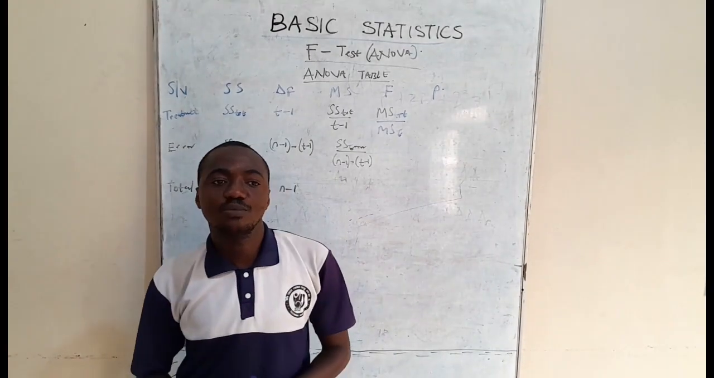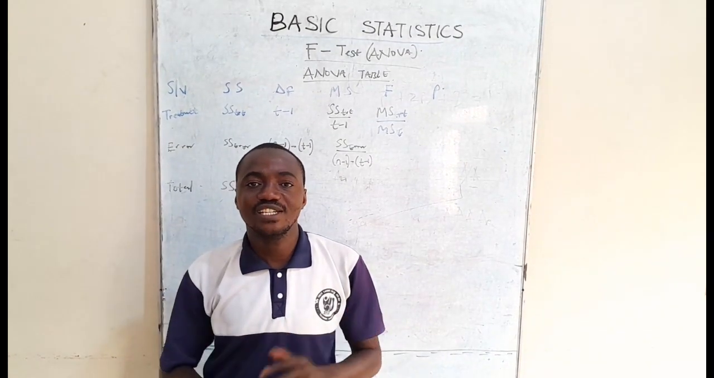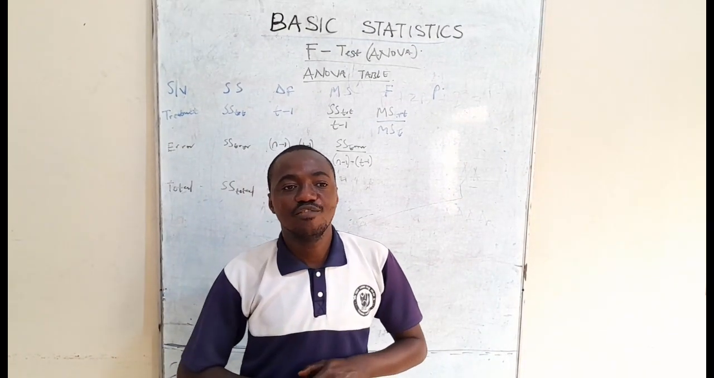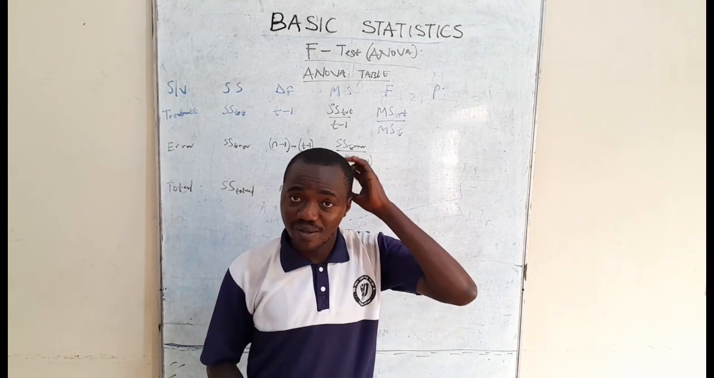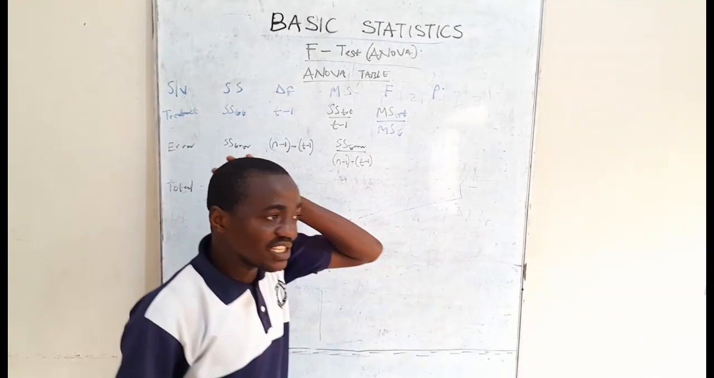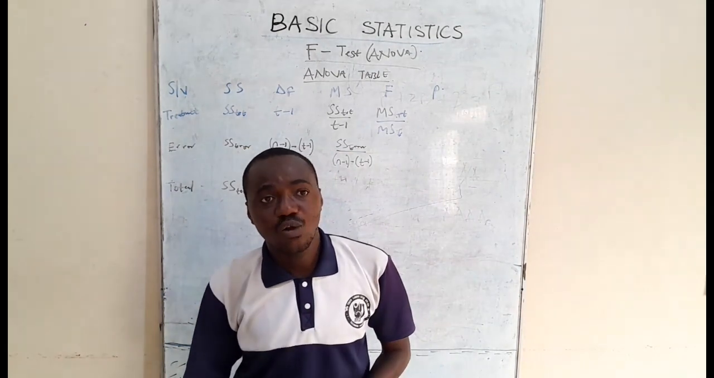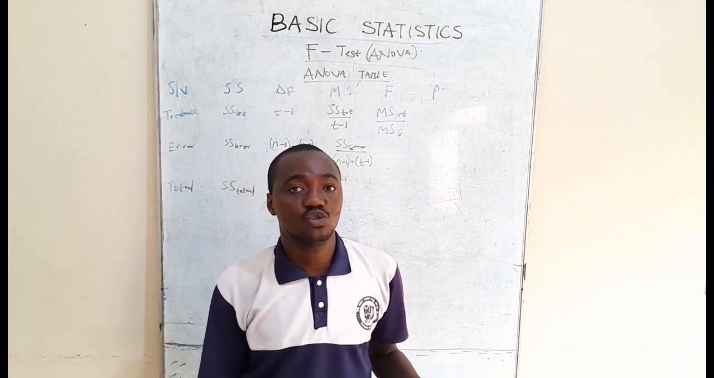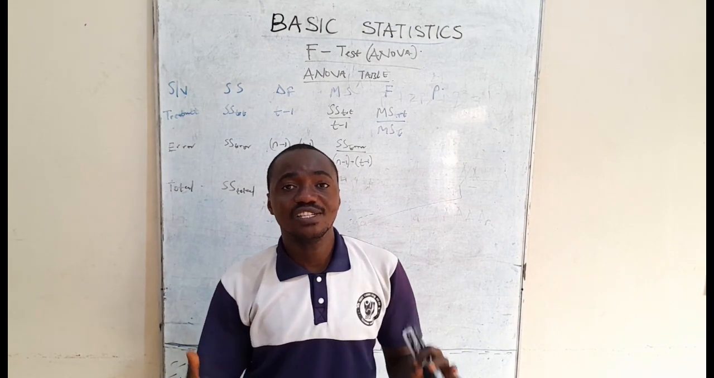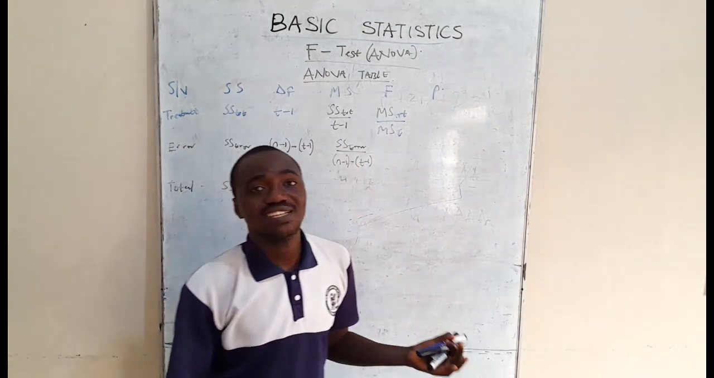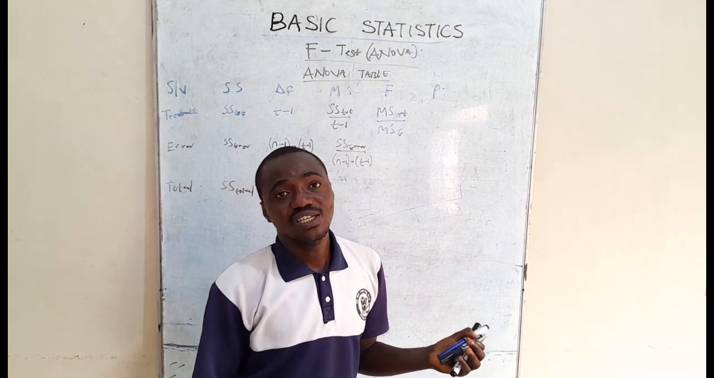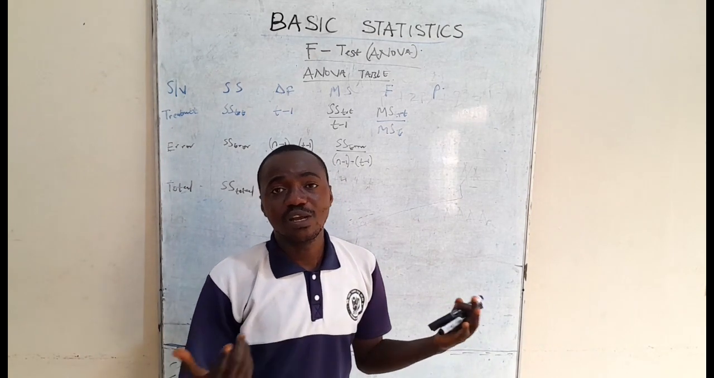In this video, we are going to be talking about what we call an F-test using analysis of variance, which we call the ANOVA. Now let's look at this. Analysis of variance is when we carry out the F-test when we have a set of groups that is more than 2. That is the condition for carrying out the F-test.